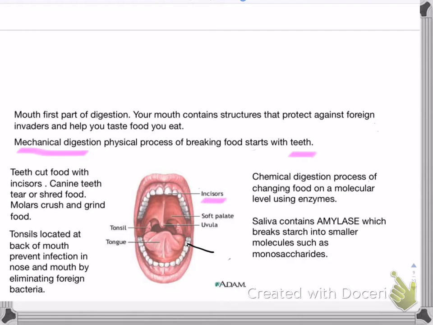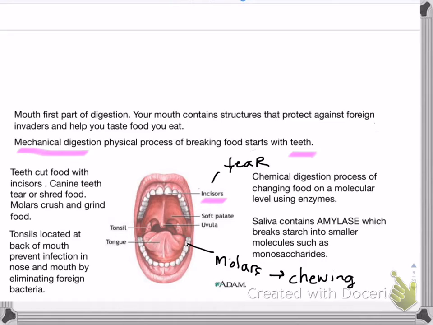Your incisors at the front of the mouth will tear and shred food apart. This is good for things like meat. Your molars in the back of the mouth are very good for chewing and grinding the food.